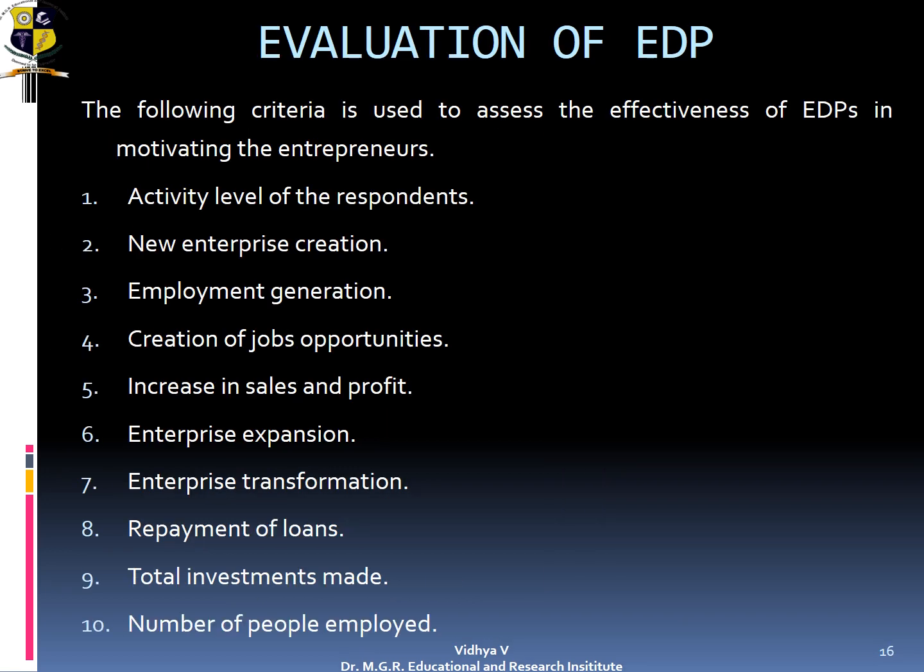So how do you evaluate EDP? How do you know how successful an EDP has been? So we use the following criteria. The first one is activity level of the respondents. So how active the trainees have been in establishing the enterprise once they have finished the training. Depending on that, we can know how successful the EDP has been. The second one is new enterprise creation, employment generation or creation of job opportunities, increase in sales and profit, enterprise expansion, enterprise transformation, repayment of loans by entrepreneurs, total investments, and number of people employed. So based on these criteria, we can know how effective or successful that EDP has been in motivating the trainees.